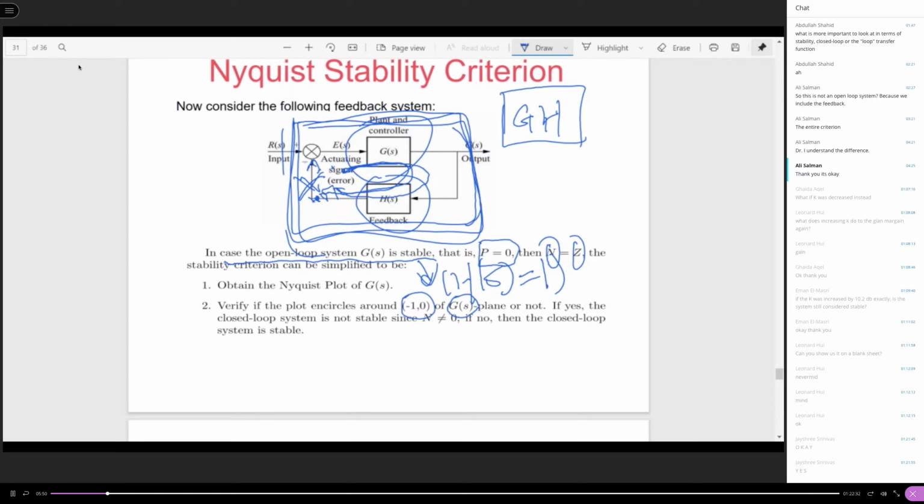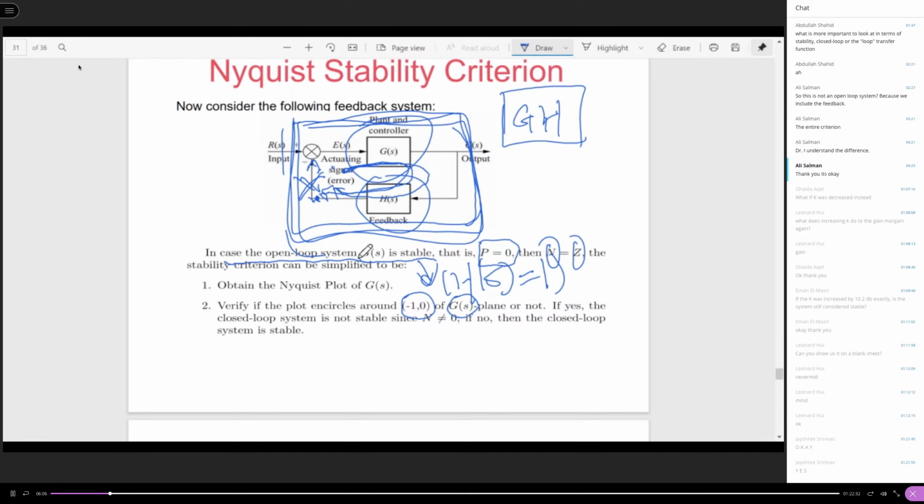So in this case it is straightforward. You just need to see if there's any encirclement. If there's no encirclement, the closed loop system is stable. If the encirclement happens, the closed loop system is not stable.